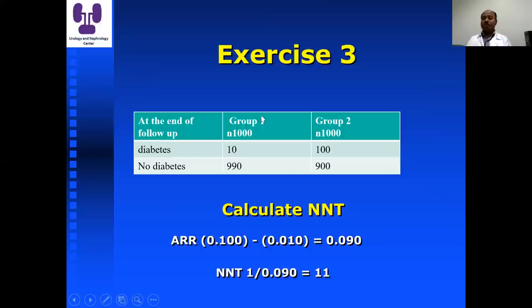In Arabic, ما بيطلب منك تحسب الـ number need to treat في الأول لازم تحسب الـ absolute risk reduction. وإن أنت تطرح الـ incidence من هنا، من هنا 10 في الألف وهنا 100 من الألف، يعني 100 من الألف ناقص 10 في الألف يساوي 90 في الألف اللي هي 9 من 100. أقسم 1 على 9 من 100 يساوي 11. 11 ده هو الـ number need to treat. كل ما الرقم قل، يعني لو 2 يبقى اعظم بكتير، يبقى الدواء عظيم جدا.